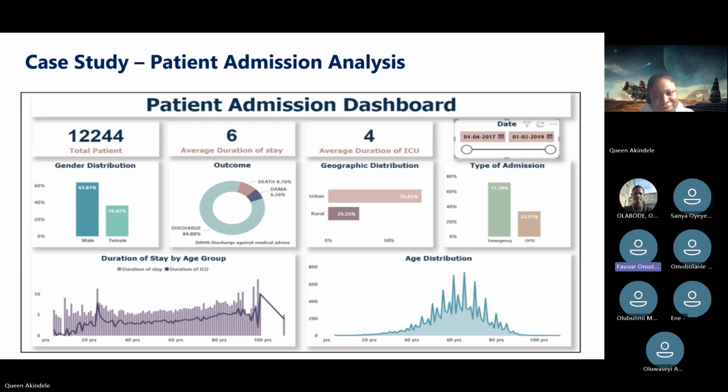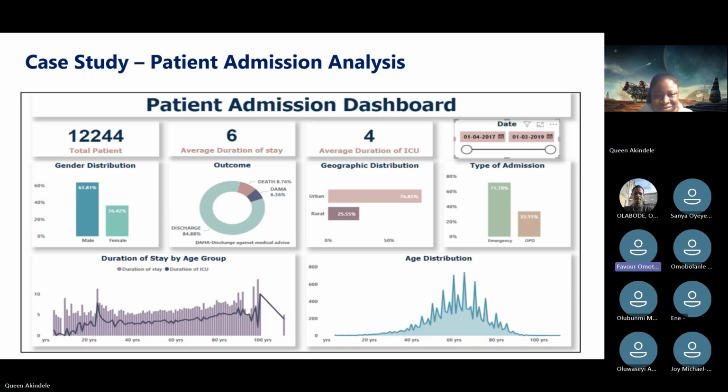Okay, so I think the first thing I observed was that the data was well visualized. At a glance, you can easily pick important details. So I can say that probably the data analyst has done a good job, because even someone that doesn't have any understanding of data can easily pick differences or important details from the visualization. And just like everybody has said, obviously the males are more than the females. There's a high rate of emergencies.